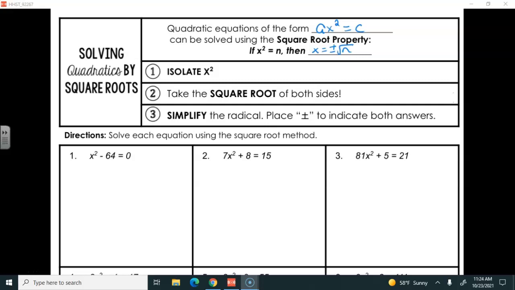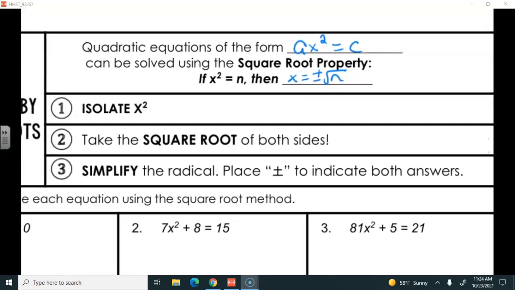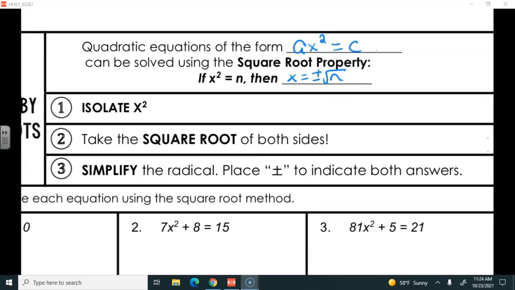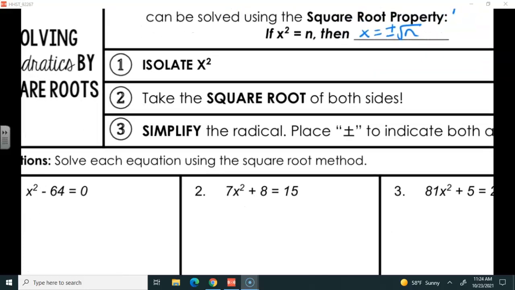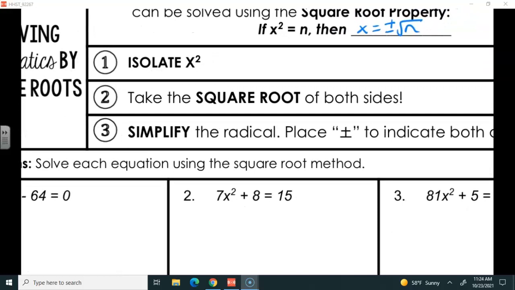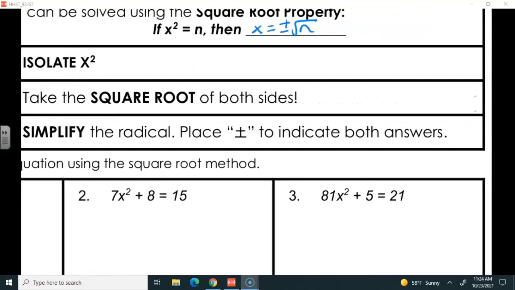When do I use this? I use this when we have no b in our standard form. We have our a and our c, but no b. So the first thing we're going to do is isolate our x squared. Then we take the square root of both sides, simplify the radical, and your answer should include the positive and the negative to indicate both answers.